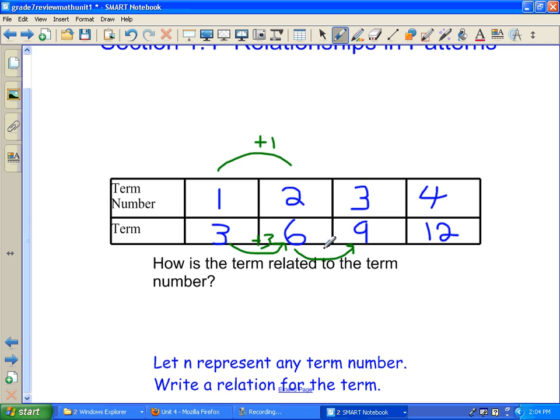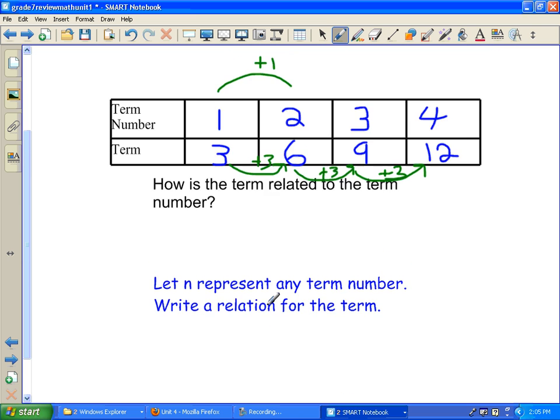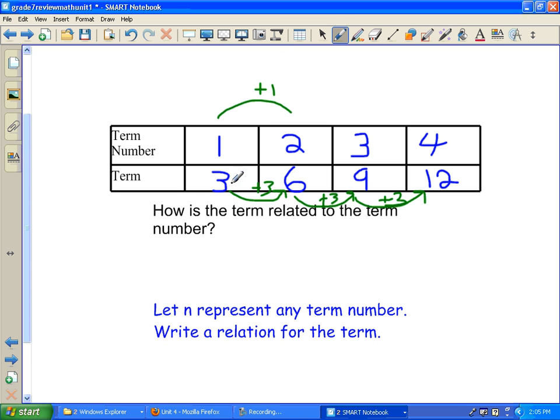So there to there goes up by 3s. From there to there, it goes up by 3s. So the question is, how's the term related to the term number? Well, the easiest way to do this, you notice that this one is 2 more than the term number. This one is 4 more than the term number. This one is 6 more than the term number. This one is 8 more than the term number.